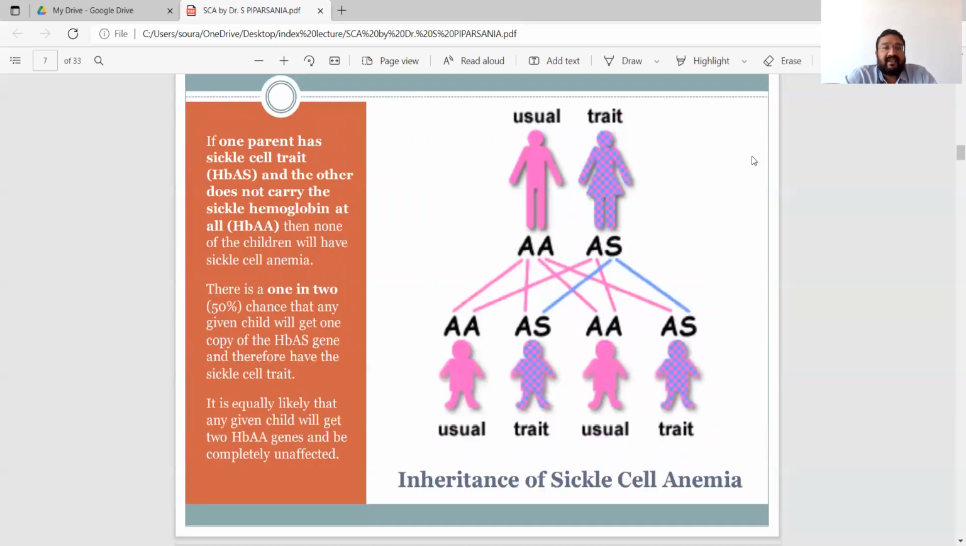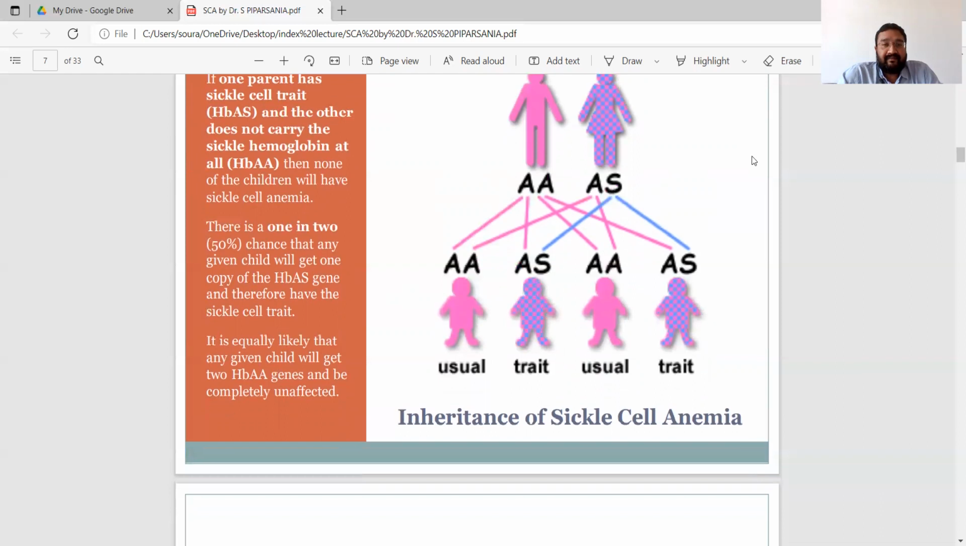Now, if one parent has sickle cell trait, that is HbAS, and the other does not carry the sickle hemoglobin at all, that is normal hemoglobin, then none of the children will have sickle cell anemia. There is a 1 in 2, that is 50%, chance that any given child will get one copy of the HbS gene and therefore have the sickle cell trait. It is equally likely that any given child will get 2 HbA genes and will be completely unaffected.